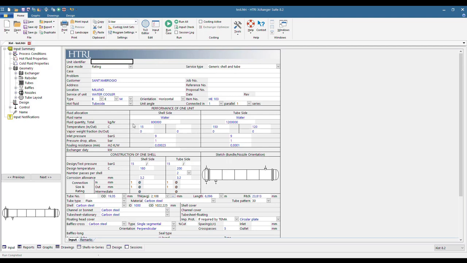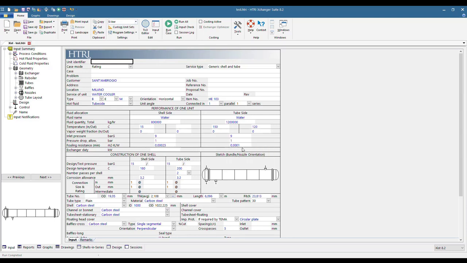The inlet temperature of cooling water is 15 degrees. We do not need the outlet temperature because this is automatically calculated from the thermal balance of the heat exchanger. The vapor weight fraction is always 0 everywhere because it's liquid water. The pressure is 9 bar, both on the shell and the tube side, with an allowable pressure drop of 1 bar on the shell side and 1 bar on tube side.